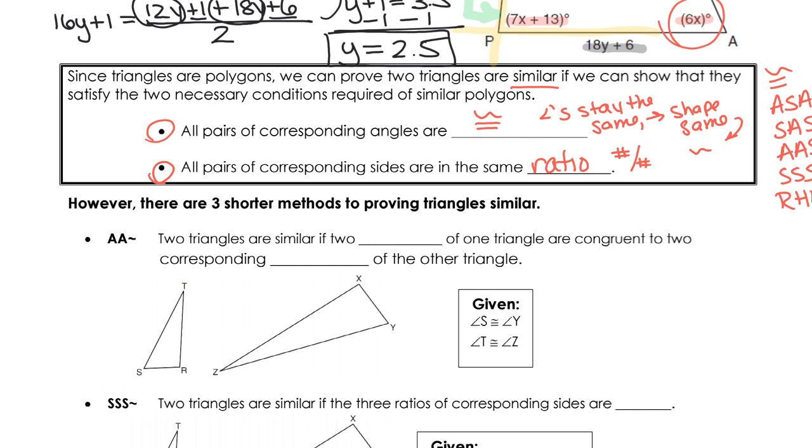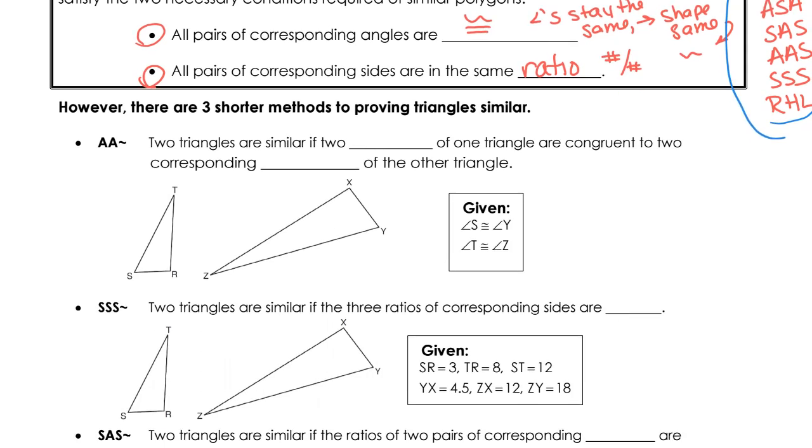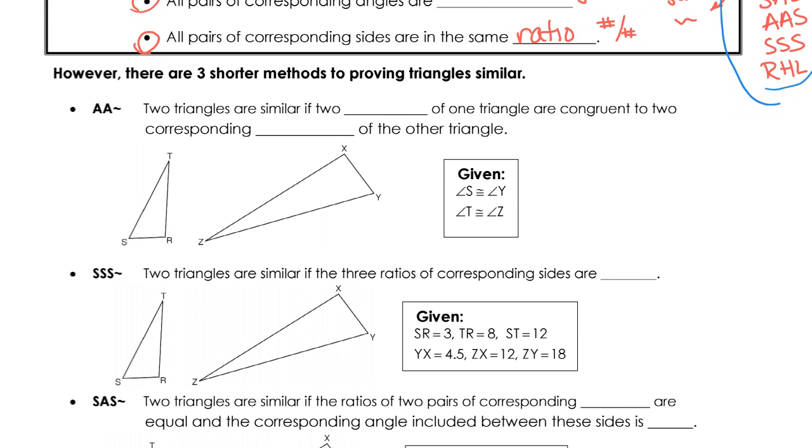Okay. All right. However, there are 3 shorter methods for proving triangles, just like there were 3 shorter methods when we were proving congruent triangles, right? If we didn't have those shorter methods, we would have to prove all 3 sides were the same and all 3 angles were the same. Thank God for that. Congruent methods shortens it up a little bit, while similar methods do the same thing.